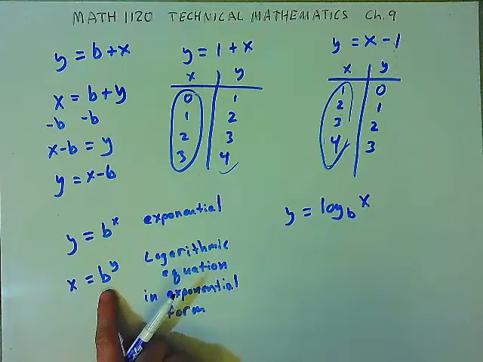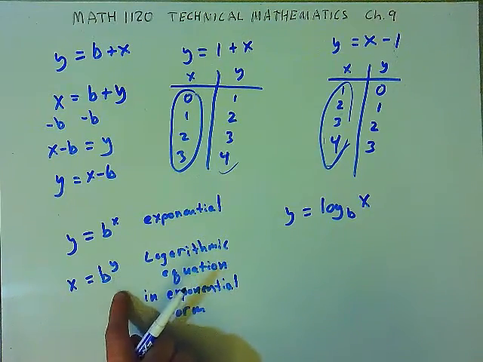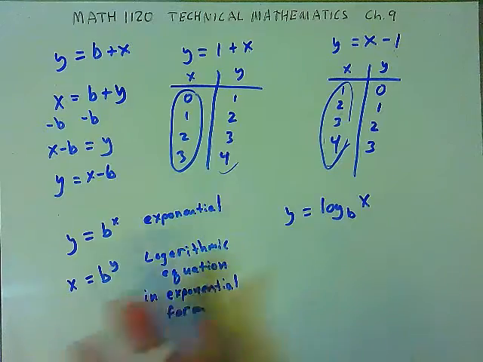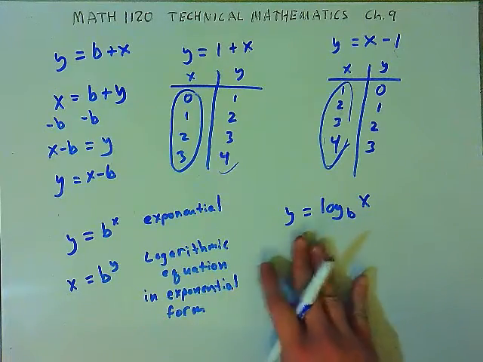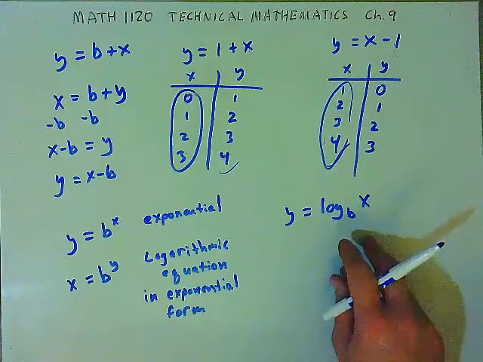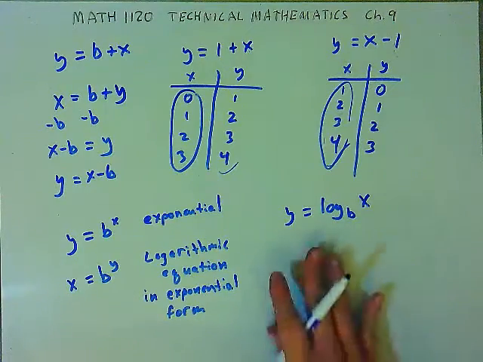To get this out of the exponent and then get something that says y equals is not very easy to do. So we need to define it in another way. And we do that by saying that y equals log base b of x. Now, let me give you an example.